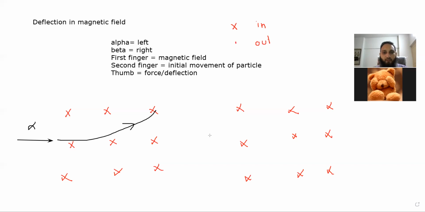If it's a beta particle, the same, but instead of the left, you will use the right hand. Your first finger should point towards south. So cross means into, my first finger should point into. But my second finger should point in the direction of beta. Beta is not moving towards left, it is moving towards right. So my second finger should point towards the right, and my thumb is pointing downward. So when this beta particle enters, it will deflect or go down. Is it clear?